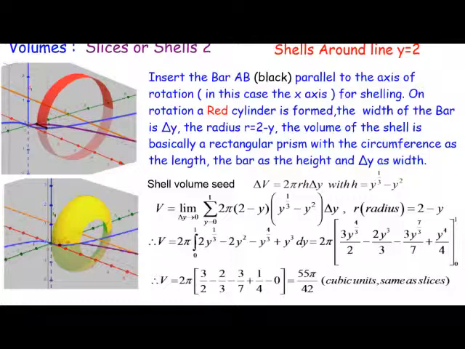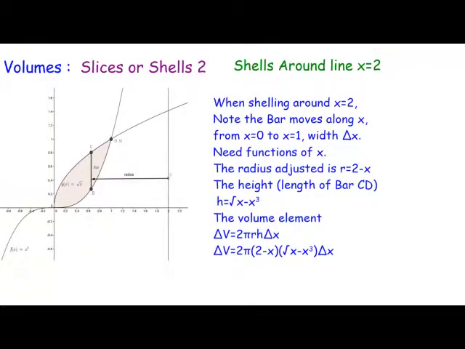Let's move on to the last little section here. We're going to do some shells around the line x equals 2, and you can see here the bar is now parallel to x equals 2. It's going to have a width of delta x because it's moving along the x between x equals 0 and 1. We have functions of x.